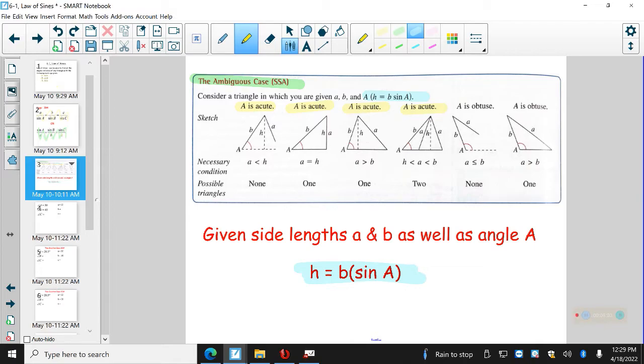Given that information, you are simply going to say, if it is side, side, angle and it's an acute angle, and a is less than h, then there's none. If a is equal to h, there's one triangle. If a is greater than b, there's one triangle. If your height is less than a, which is less than b, then I have two. And I'm going to be straight up honest with you, this one right here is the one that you're going to see a lot of in problems 15 through 20.